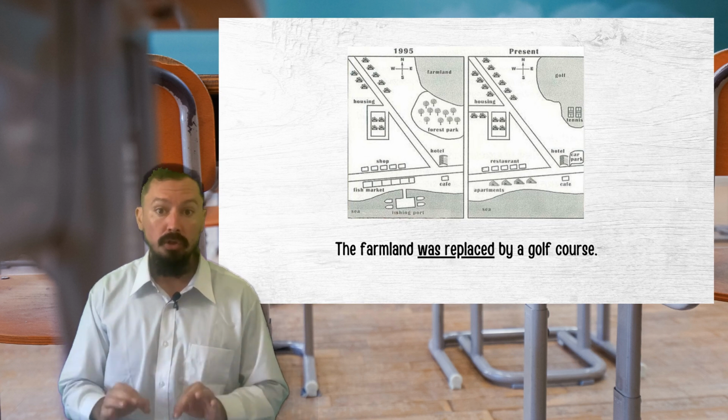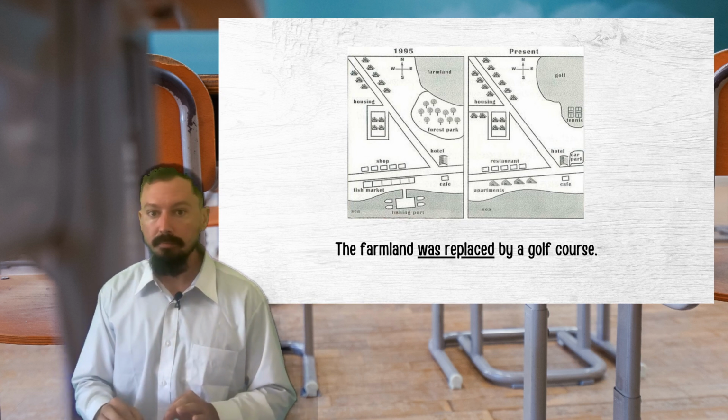Of course, we don't need to stick to that one tense, and sometimes it's inappropriate. If we know something happened and finished in the past, we should use the past simple. If we wanted to emphasize the fact that the farmland was converted into a golf course in the past, rather than highlighting it as one example of a wider period of change, we might say the farmland was replaced by a golf course.